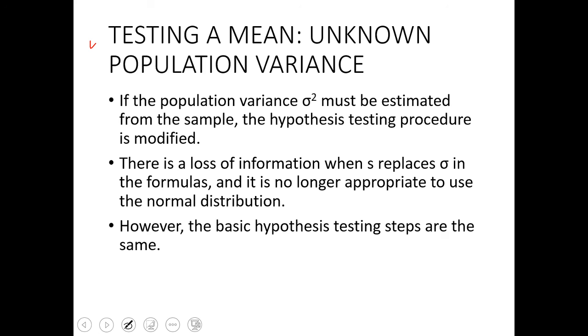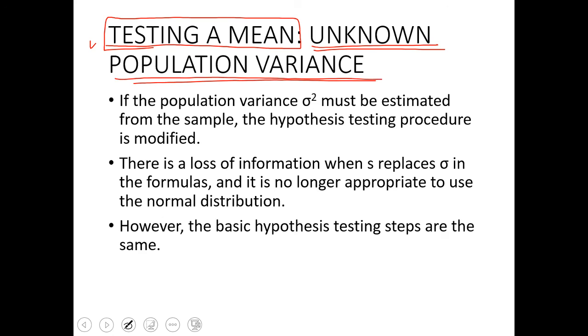The final example is testing the null hypothesis for the mean with unknown population variance. Okay. So in this case, we have to use the t statistic. So let me discuss this problem again in the next video.